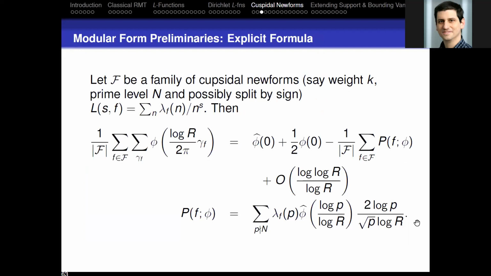And so we have an explicit formula. This is the one I mentioned earlier that relates the sums over zeros to these sums over primes. And so now we just have to understand these prime sums. And then if we want to split by sign, it's going to tweak it a little bit. So this is just looking at a specific form. Next.